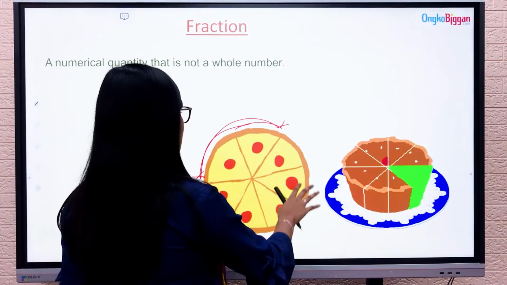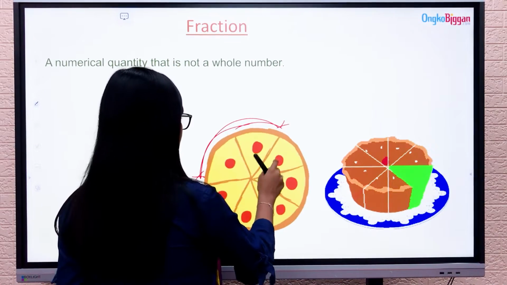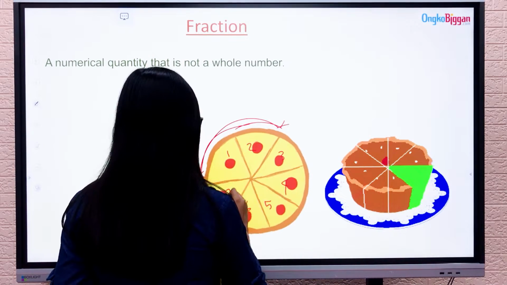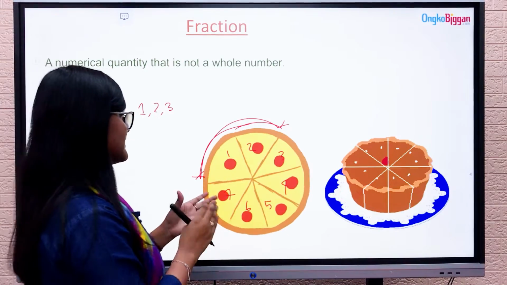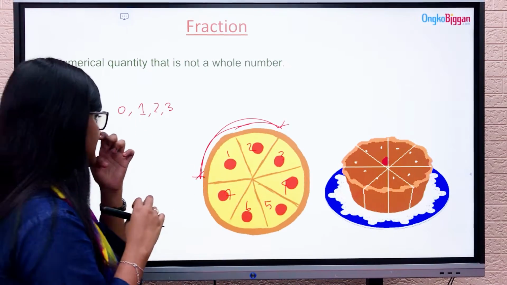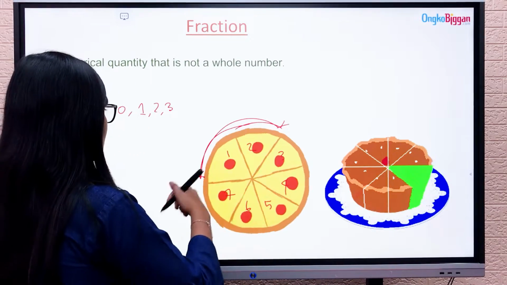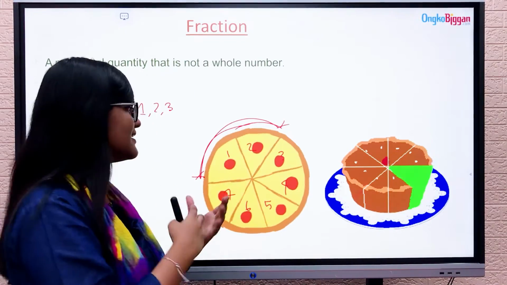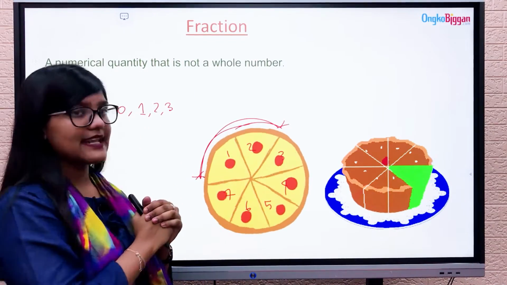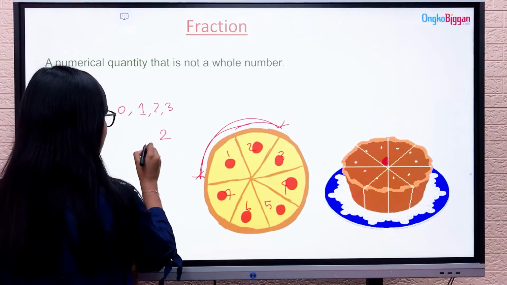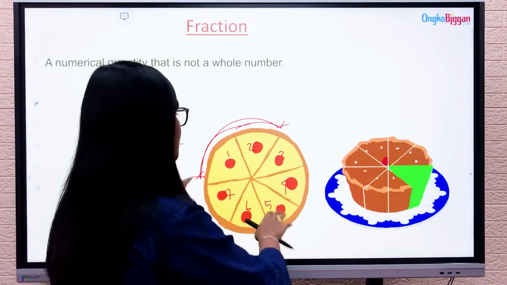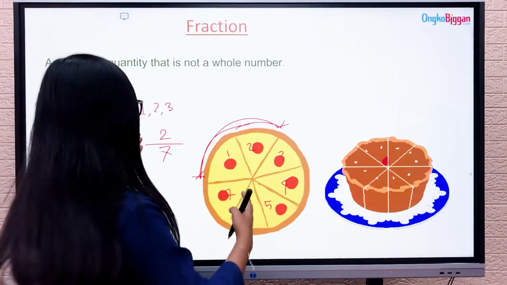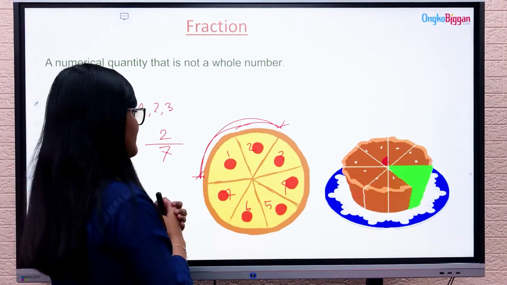Like here in the whole pizza, let's just mark 1, 2, 3, 4, 5, 6, 7. So we have 7 slices over here. So what will we say? Suppose you want just 2 slices or you have eaten just 2 slices. Then we will express it like 2, that means I have 2 slices and the total number of slices is 7. That means you have eaten 2/7 of the pizza.